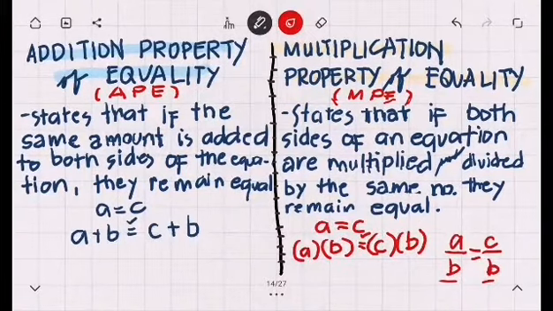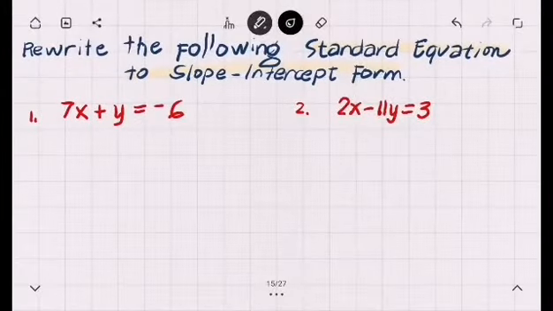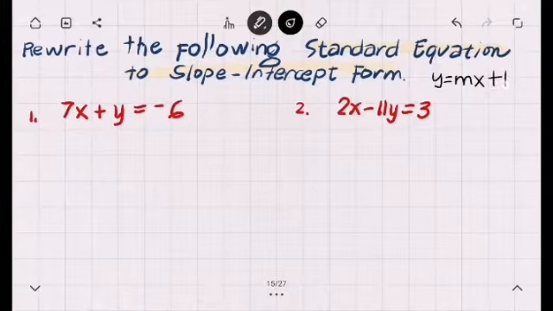Okay. So ito yung ibig sabihin ng ating dalawang property ng equality. So ito yung gagamitin natin sa susunod nating examples on how to write or transform standard form of linear equation to slope-intercept form. Okay, so this time, let's try to apply those two properties of equalities on rewriting the standard equation to slope-intercept form o yung ating y equals mx plus b. So, dapat yung ating magiging final answer is in the form of y equals mx plus b.